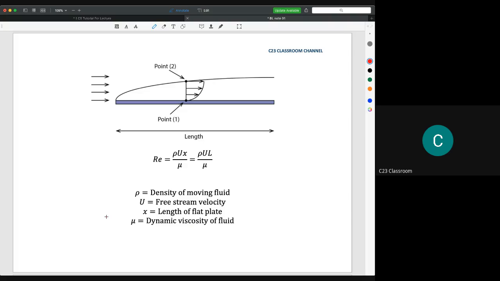For the calculation of the Reynolds number, the idea is still the same. We are using rho U X over mu, or sometimes we write it as rho U L over mu, where the X or the L here is the length, the x-axis length of the object. The rho is the density of the fluid, U is the free stream velocity, X is the length of the flat plate, and mu is the dynamic viscosity of the fluid.